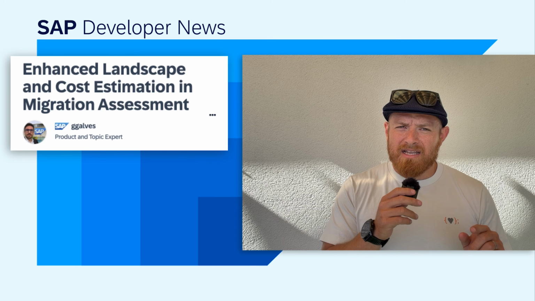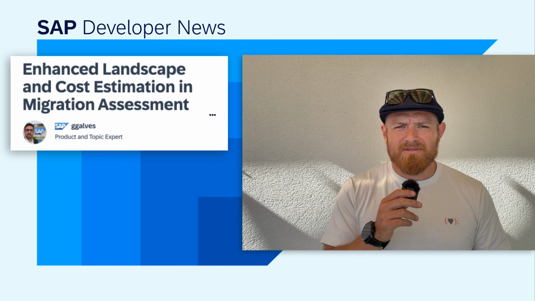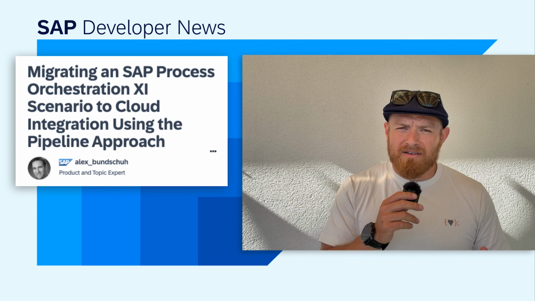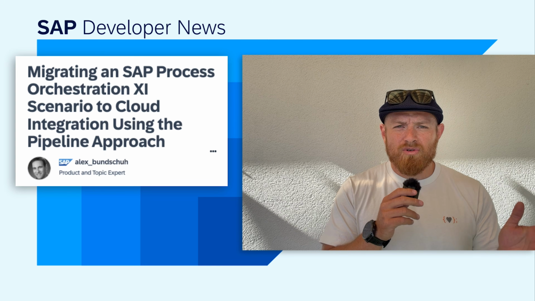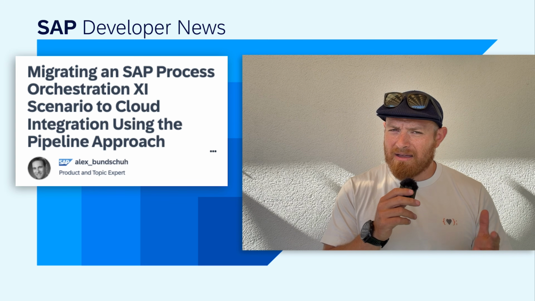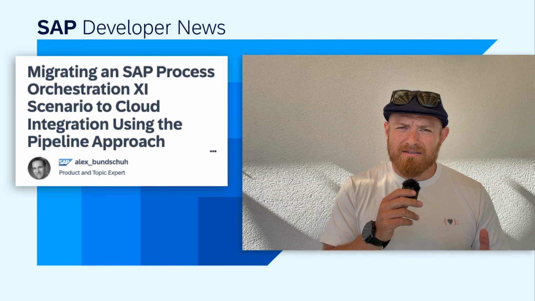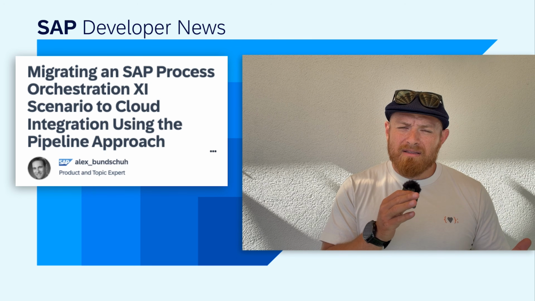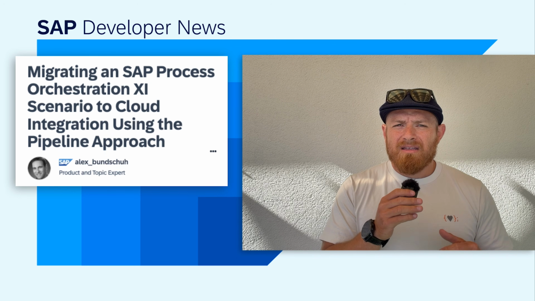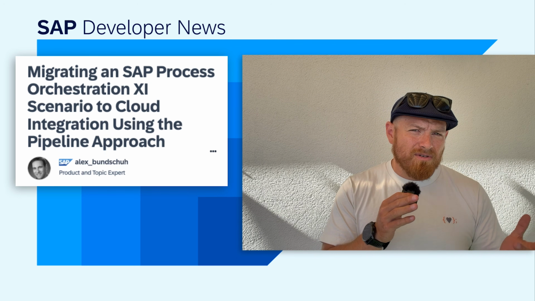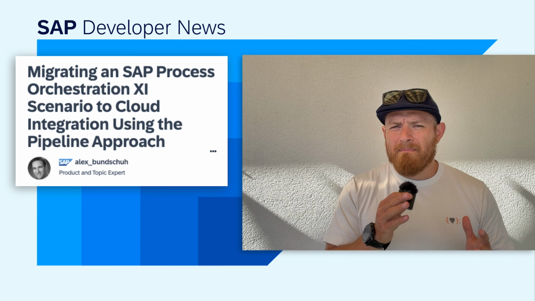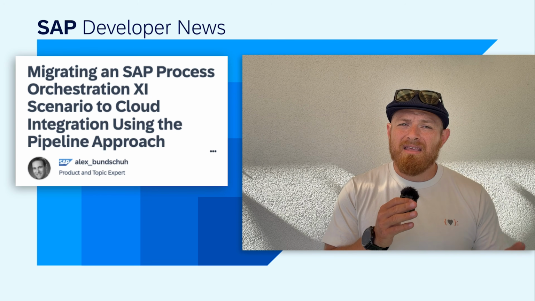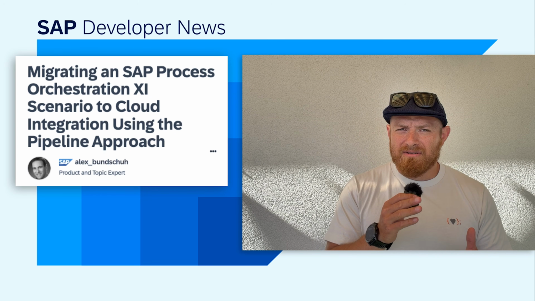Gabriel's blog post in SAP Community has all the details. Now, you might know that migrating integration content from SAP Process Orchestration to SAP Integration Suite Cloud Integration can be accelerated considerably with the migration tool. Now, if you choose the pipeline migration approach, the tool generates not only the integration flows, but also the required partner directory entries so that the scenario can run in the pipeline for cloud integration.